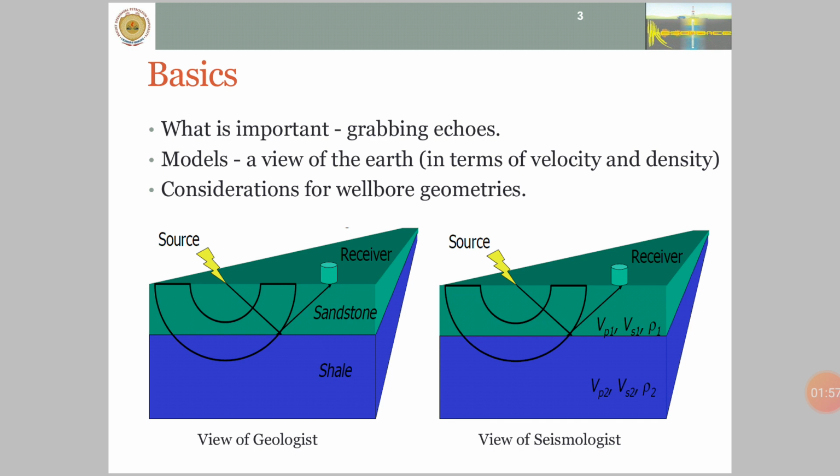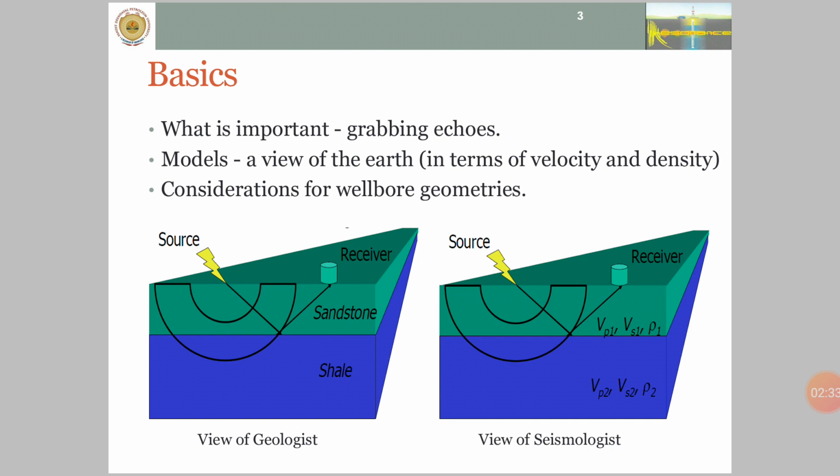Now, the view of a geologist in terms of the lithology. So when the ray is ignited from the source and it goes into the receiver, a geologist tries to look into the two-way time in terms of lithology, whereas a seismologist or a seismic interpreter looks at it in terms of velocity and density. The product of velocity and density is known as acoustic impedance, and we see the change of acoustic impedance across the boundary. So we can find out the reflectivity.